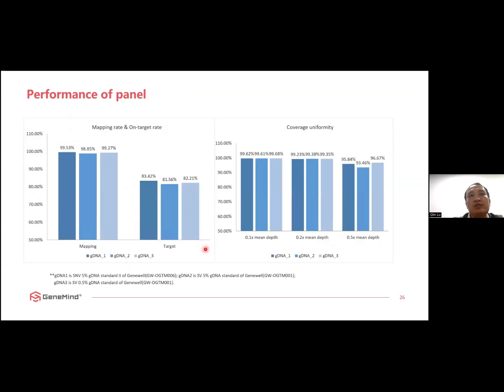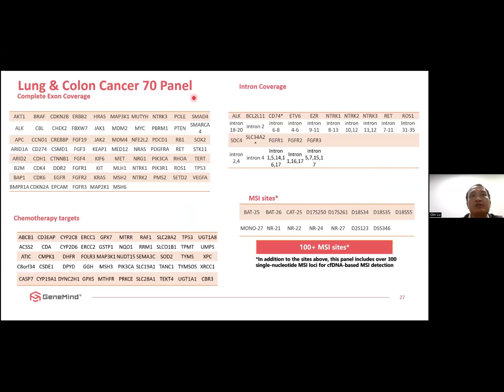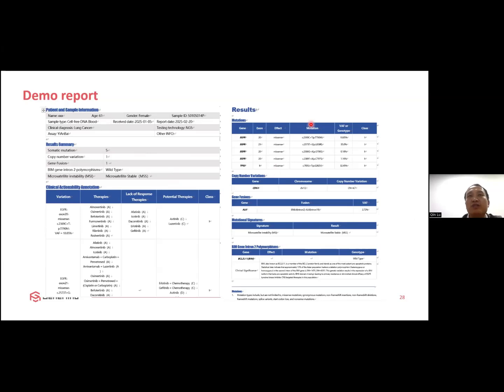And here's the on-target rate. We could see that it's also very high, and the coverage uniformity is also very high. Here's the detailed gene list of the lung and common cancer 70 gene panel, and these are the genes covered by all exons, the chemotherapy targets, and some intron coverage. This intron coverage, as I mentioned before, is designed for the detection of fusions, and the MSI sites recommended by the guideline and some other MSI guidelines. The demo report is similar to what I introduced before, so I will skip it.